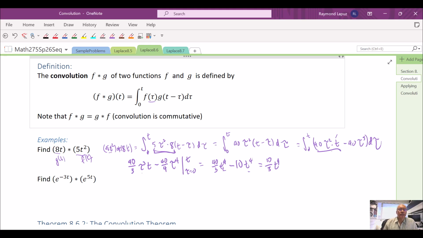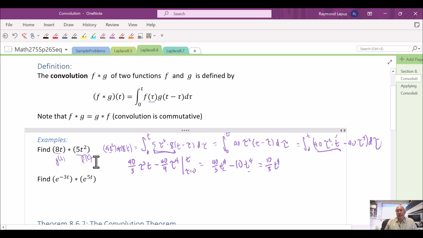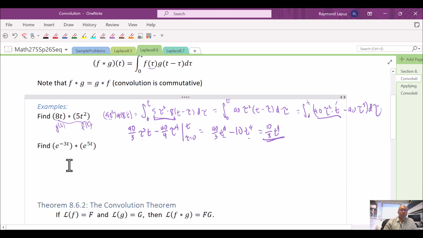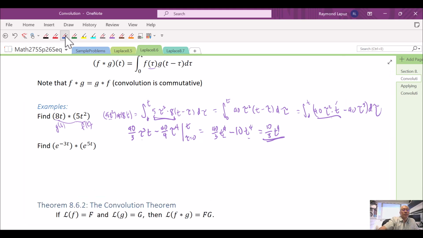Yes, I think that's correct. All right, so that is the result for this particular convolution. Here's another one. Let's try this one. I guess they're the same. It doesn't matter which goes where, so I'll call this F, and then this one G.